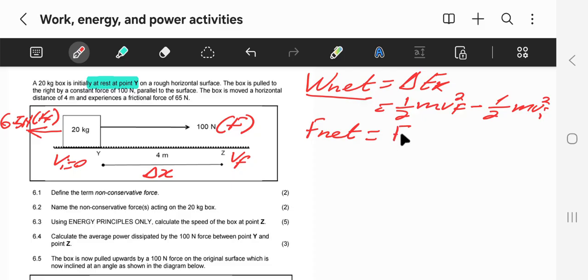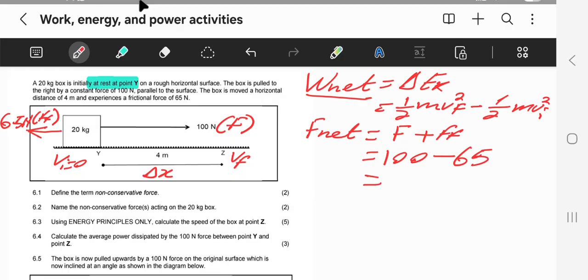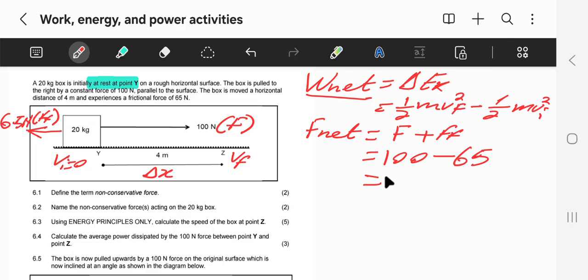So F net is when I have all the forces that are acting on the object, and in this case I have the force applied plus the force of friction. Those are the two forces I have acting on the object, and my force applied is 100, and then I have my force of friction, which is going to be negative since it's acting in the opposite direction, right? So it's going to be 100 minus 65. And when I say 100 minus 65, the answer I get is 35 newtons.